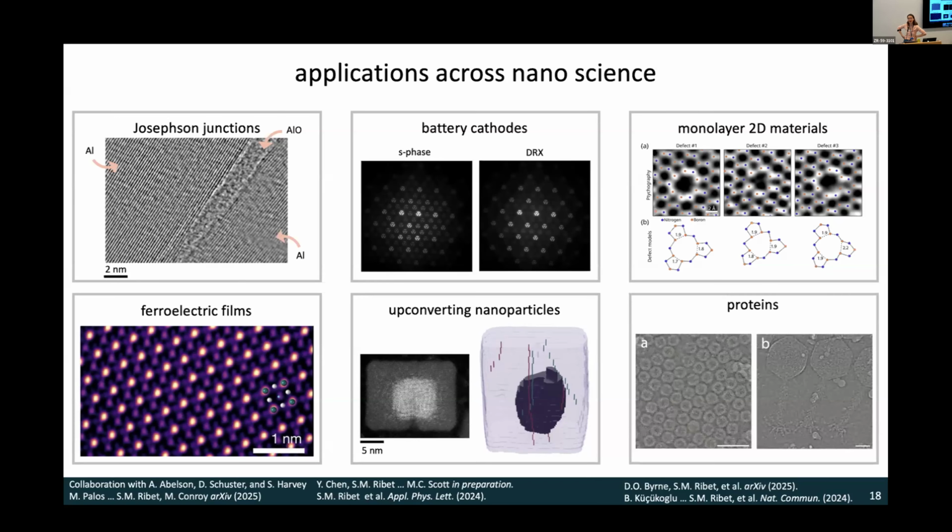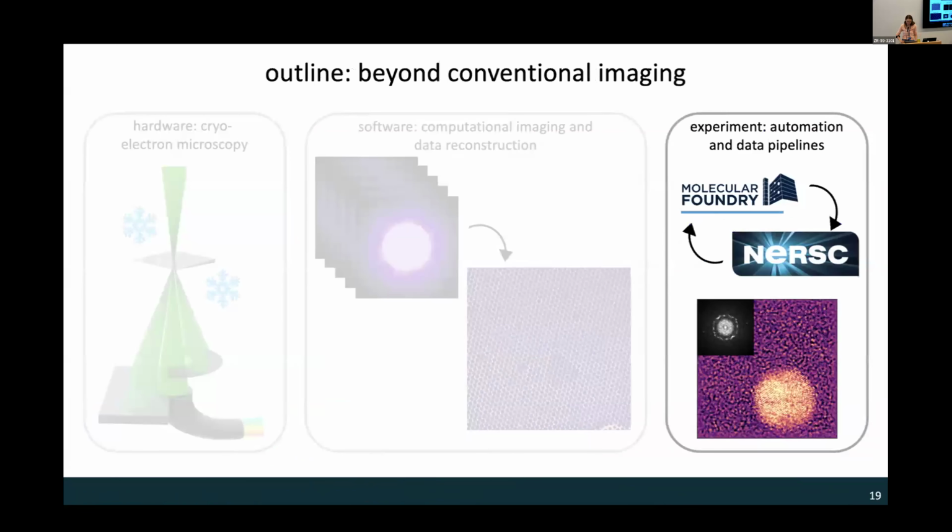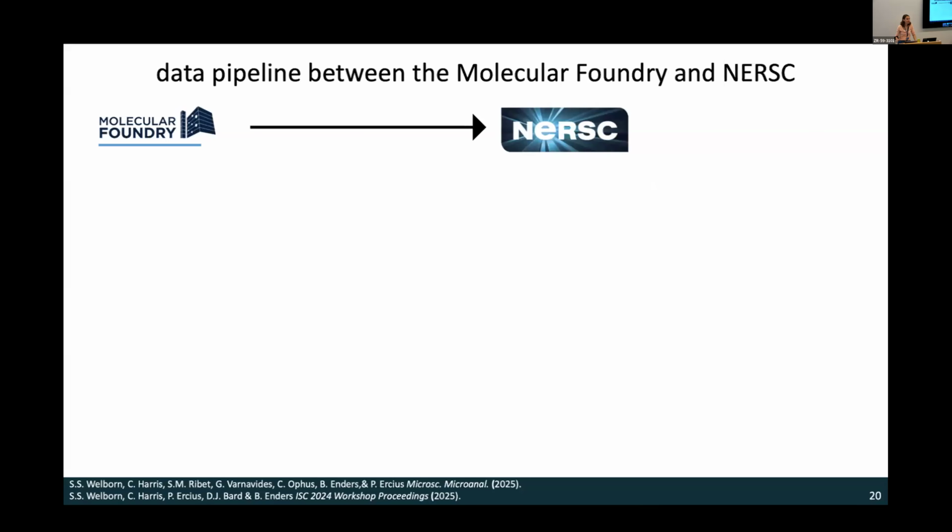And then also we've been applying the same code for looking at protein samples, which is yet a very different direction in terms of the experiment. So I hope I've convinced you of the power of these computational imaging approaches. And I want to talk a little bit about the experiments and the challenge we actually have in practically implementing this. So the overall problem statement is this: we have great microscopes at the Molecular Foundry.